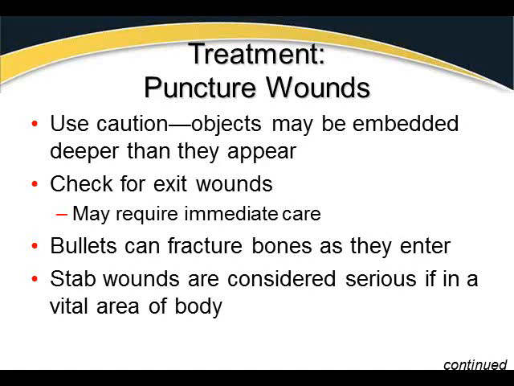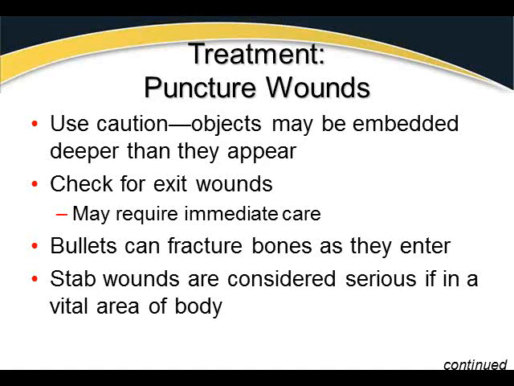So check for exit wounds, which may require immediate care. If you have a penetrating injury, did it go in one area and out another? It's not always a straight line either. A lot of different types of firearms, you'll get the bullet kind of tumble around in there. Maybe it went in through the abdomen and exited through the shoulder. Or maybe it went in through the abdomen and found its way into the leg. Bullets can fracture bones as they enter as well. So you may have more than just soft tissue injury.